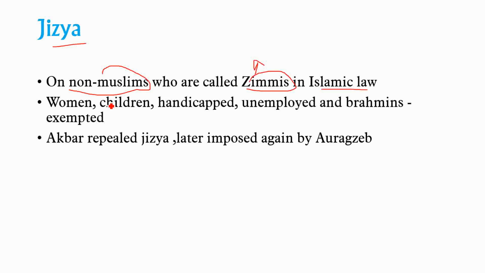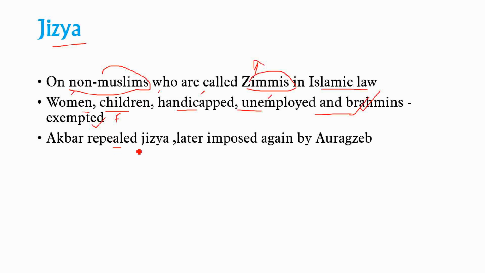One thing you should keep in mind is that women, children, the handicapped, the unemployed, and Brahmins were exempted from this tax. But under Firoz Shah, you can see that it was imposed on Brahmins also, while the unemployed, handicapped, children, and women remained exempted. But it was imposed on the Brahmins also during Firoz Shah Tughlaq.